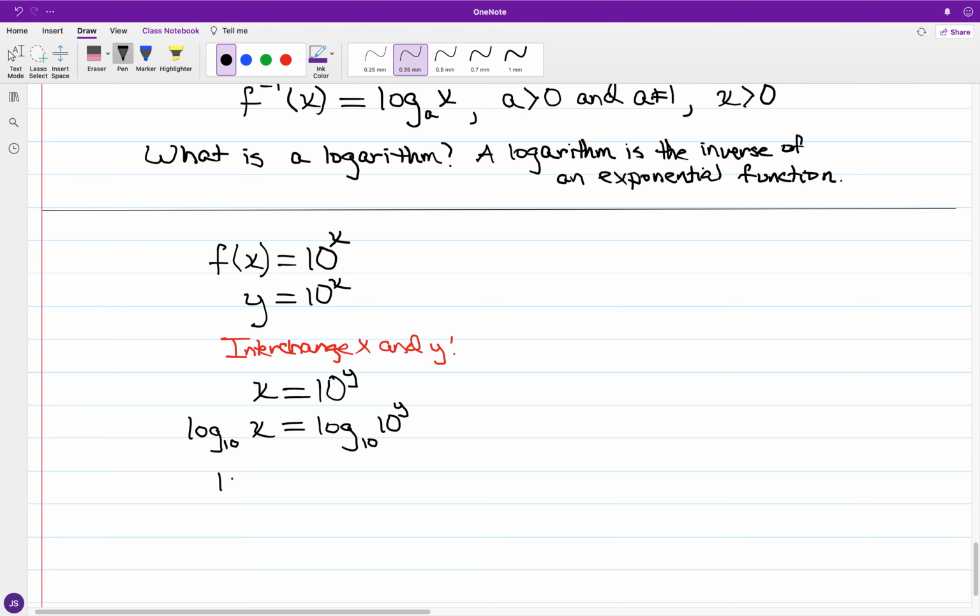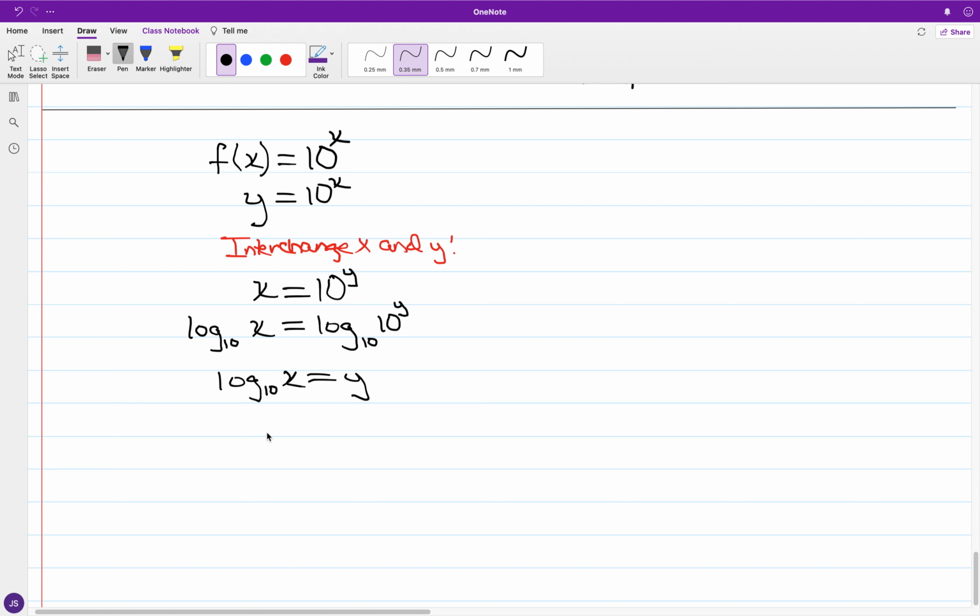So we have a base 10 logarithm of x is equal to y. And just switching the order, we have that y is equal to the base 10 logarithm of x. So for the inverse of 10 to the x, we want this to be equal to the base 10 logarithm of x. And just taking a bit of a sampling.